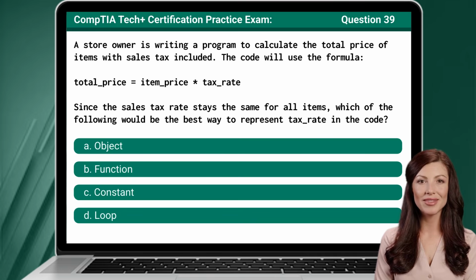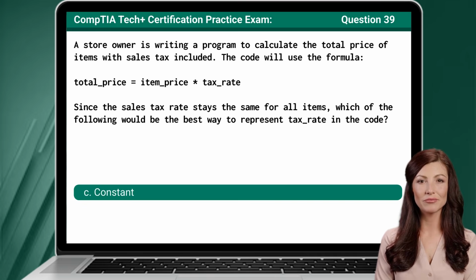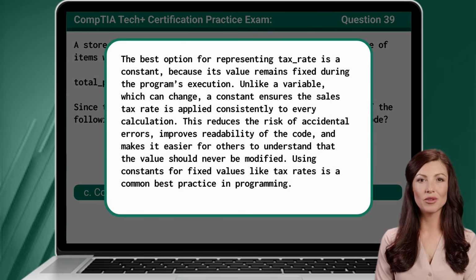The answer is C. Constant. The best option for representing tax rate is a constant, because its value remains fixed during the program's execution. Unlike a variable, which can change, a constant ensures the sales tax rate is applied consistently to every calculation. This reduces the risk of accidental errors, improves readability of the code, and makes it easier for others to understand that the value should never be modified. Using constants for fixed values like tax rates is a common best practice in programming.